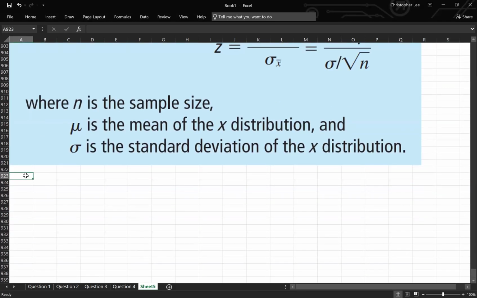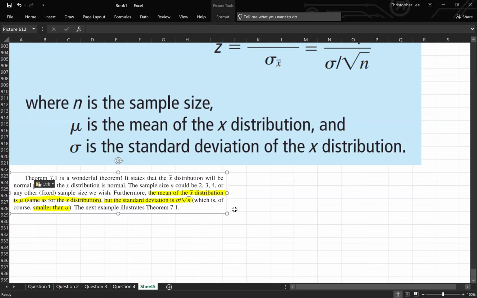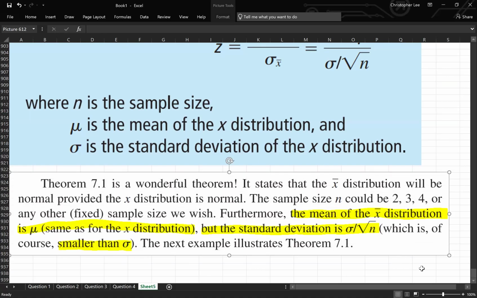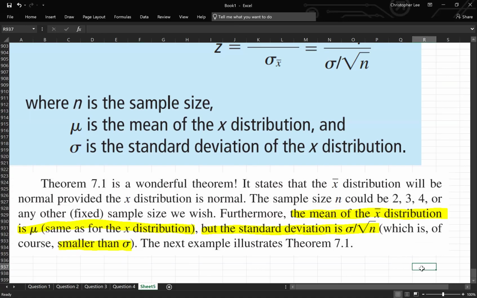This formula is for those who want to use the table. This is the formula that you use whenever you're given a sample size. So theorem 7.1 is a wonderful formula. It states that the X bar distribution will be normal provided that the X distribution is normal. The sample size n could be 2, 3, 4, or any other fixed sample size we wish. Furthermore, the mean of the X bar distribution is mu, same as the X distribution, but the standard deviation is sigma over the square root of n, which is, of course, smaller than sigma.